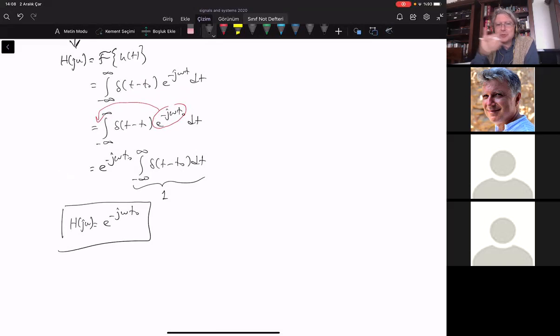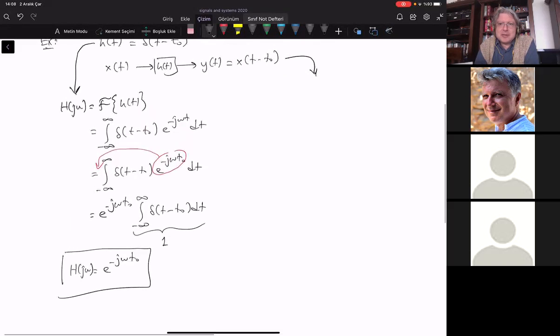So the output, h of j omega, is therefore e to the minus j omega t0 times 1, which is this. So you can just determine it in various ways. The other one, we can take a look at the right-hand side of the arrow part, a different perspective. It's the same perspective, but from another point of view, maybe.